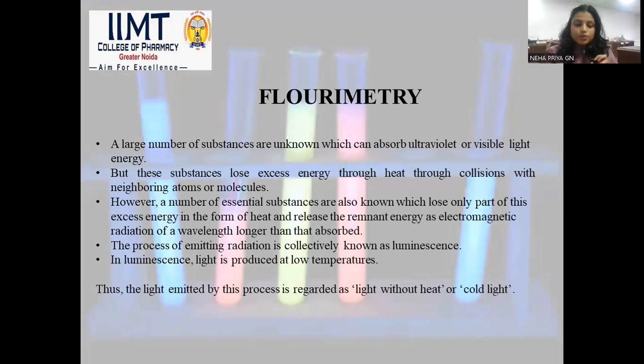So when an atom gets energy, it moves to its unstable state. And when an atom is at its unstable state, it will try to move towards a stable state. Whenever the atom moves from the unstable state, it will give out some energy, and this energy is known as luminescence. This luminescence can be of two types, basically fluorescence and phosphorescence. And fluorimetry works with fluorescence.